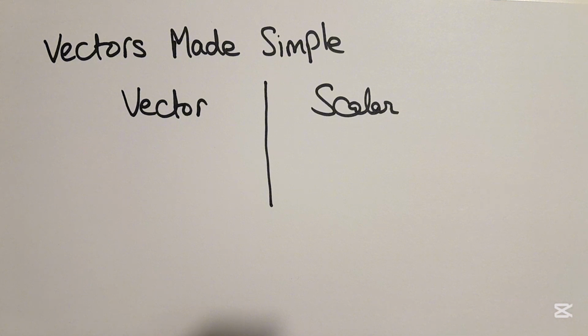And in maths, we usually represent vectors with arrows. The length of the arrow represents the magnitude, and the direction of the arrow shows, well, its direction.